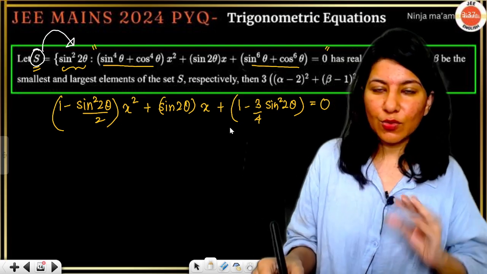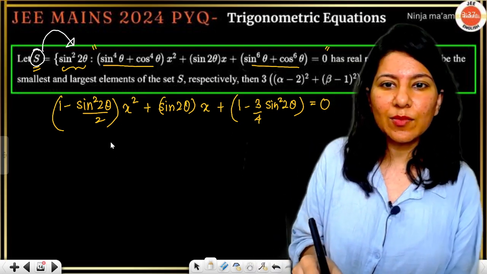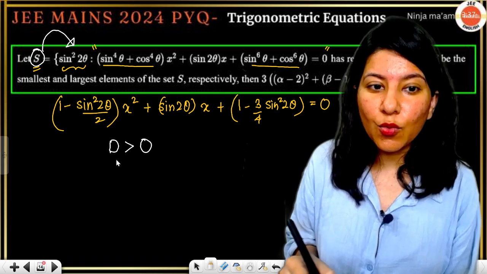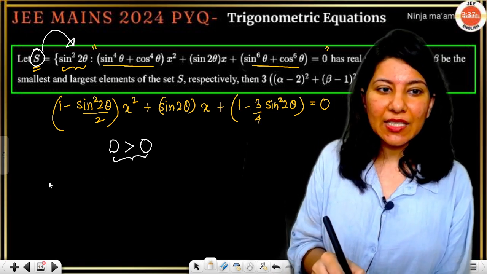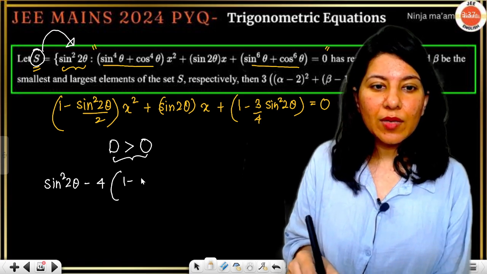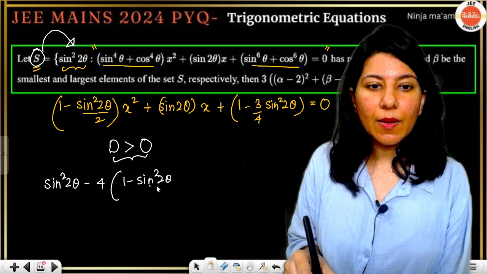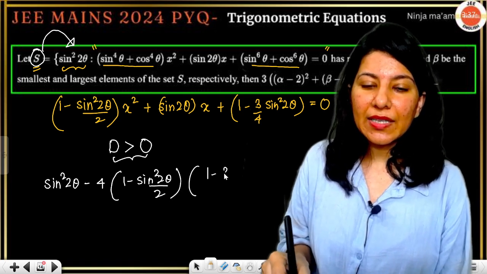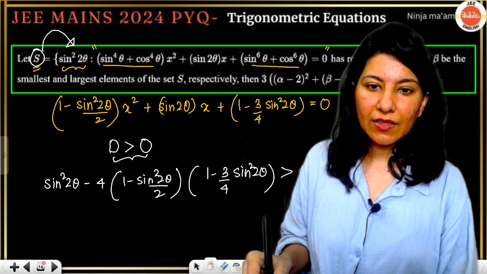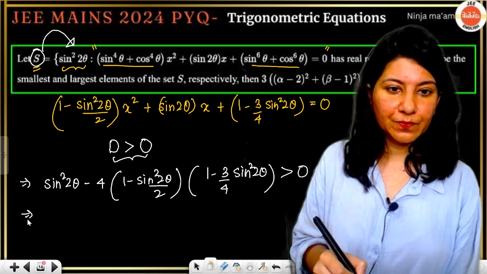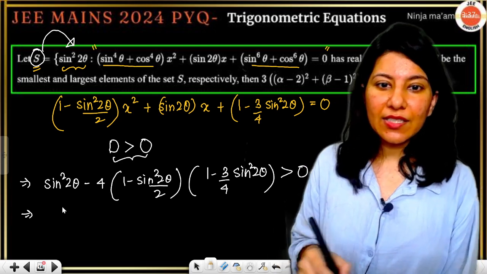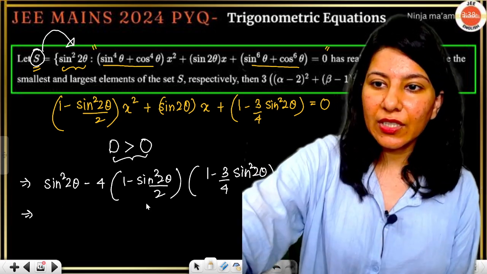So if this has real roots, any quadratic equation having real roots, that means the discriminant will be greater than or equal to 0, right? So let's apply the discriminant: b square, sine square 2 theta, minus 4 times 1 minus sine square 2 theta by 2 times 1 minus 3 by 4 sine square 2 theta, greater than 0. Okay, clear? Now let's solve it out.